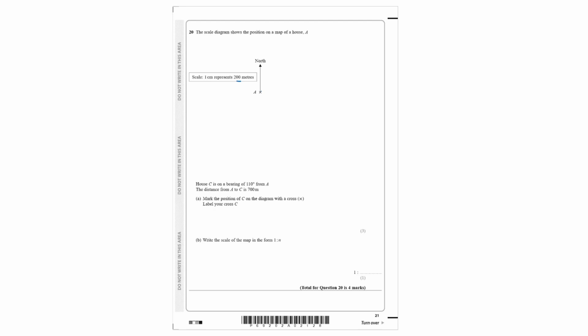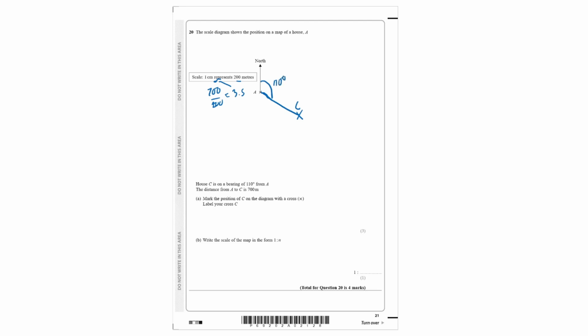Label your cross C. So first off, we can say that it's 110 degrees. So it's somewhere in this direction, but we don't know what length. We can see that 700 divided by 200 gives us 3.5. So it is equivalent to 3.5 centimeters. So we simply draw this out: 1, 2, 3.5. And we simply draw a cross and we label this C. This is also 110 degrees.